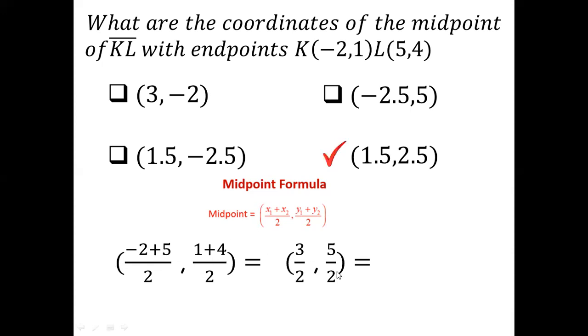1 plus 4 is going to give you 5. So 3 divided by 2 is going to be 1.5, and 5 divided by 2 is going to be 2.5. So the midpoint of this segment KL is going to be at (1.5, 2.5). This is how you get the midpoint using the midpoint formula. Right, so let's move on to the next question.